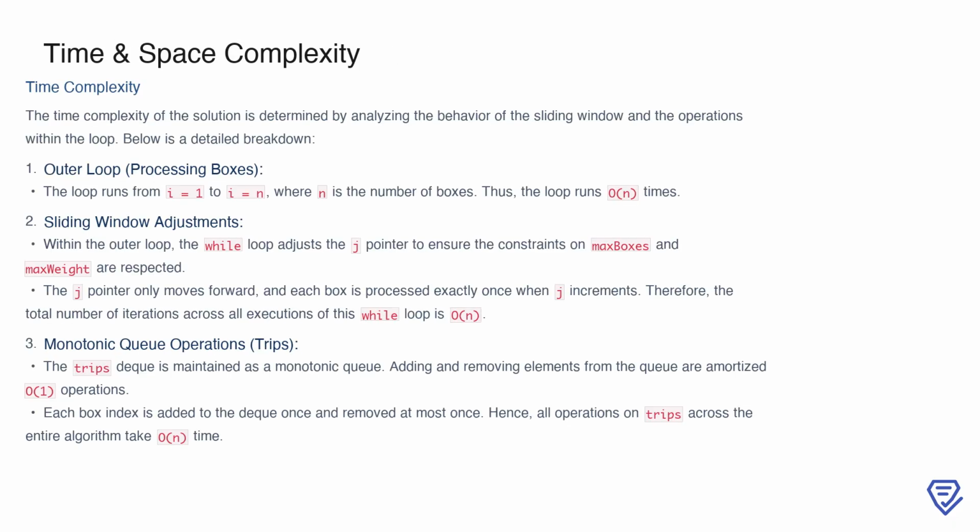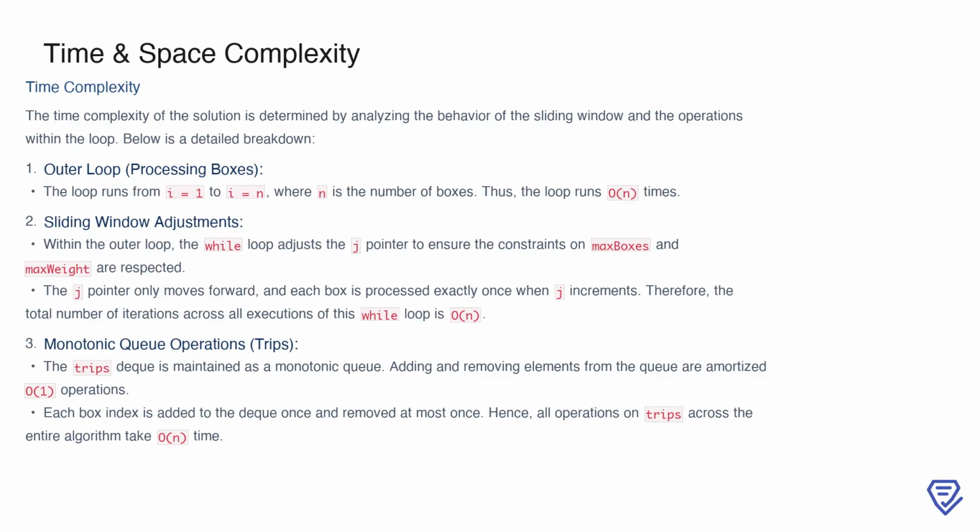The time complexity of this solution is primarily determined by analyzing the sliding window mechanism and the operations performed within the loop. First, we have the outer loop that processes each box. Since the loop runs from i equals 1 to i equals n, where n is the total number of boxes, it iterates exactly n times. Next, we have the sliding window adjustments managed by the j pointer. This pointer ensures the constraints on max boxes and max weight are respected. Importantly, the j pointer only moves forward, and since each box is processed exactly once when j increments, the total number of iterations for this while loop across the entire algorithm is also n.